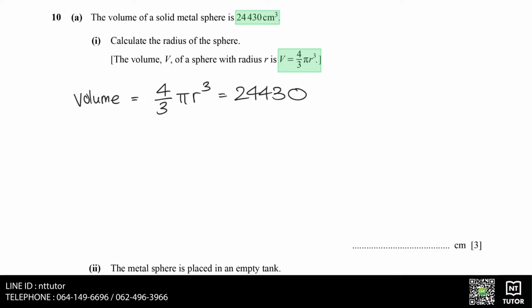So we can use this expression that we just set up to solve for the value of the radius, which is r. We can make r the subject of the formula by removing everything that is attached to the r.